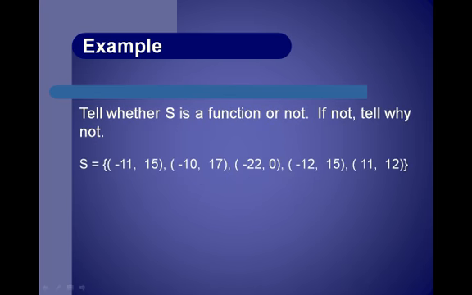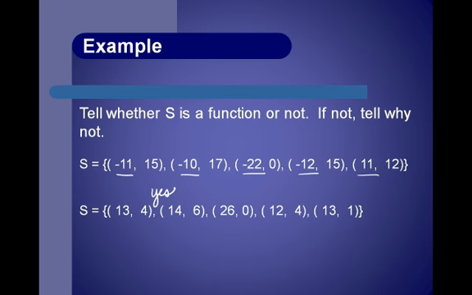For this example, tell whether s is a function or not, and if not, tell why not. This time they give us ordered pairs instead of a table, but when we look at our ordered pairs, we've got negative 11, negative 10, negative 22, negative 12, and positive 11. Because all of the x values are different, then yes, this is a function.